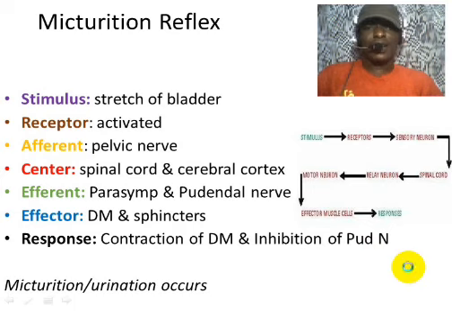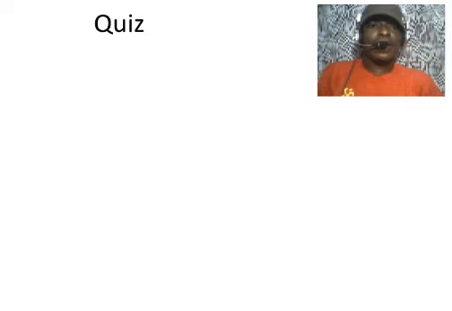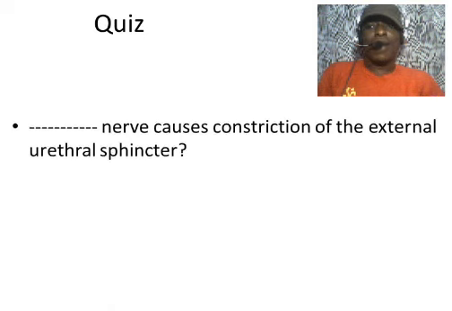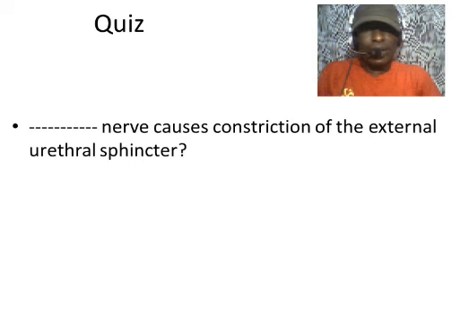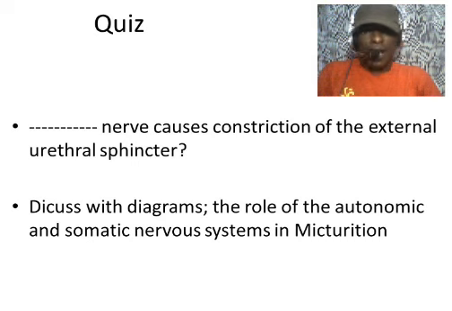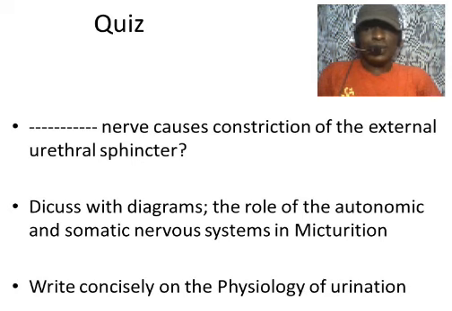We have come to the end of today's session. The quiz for today: 1. Blank nerve causes constriction of the external urethral sphincter. This one is very simple. Even a primary school pupil can answer this. Number 2. Discuss with diagrams the role of the autonomic and somatic nervous systems in micturition. And finally, write concisely on the physiology of urination.